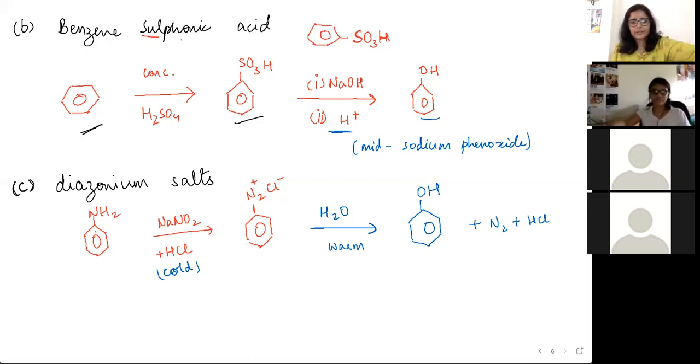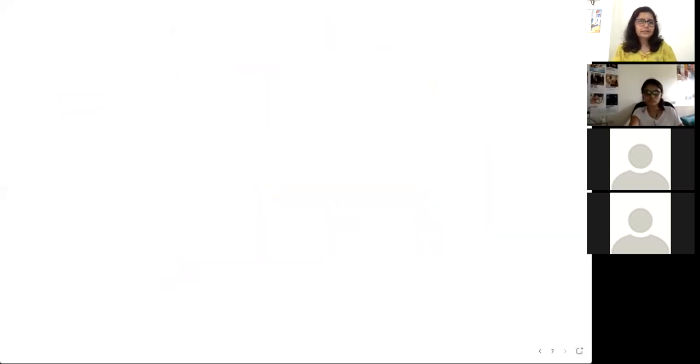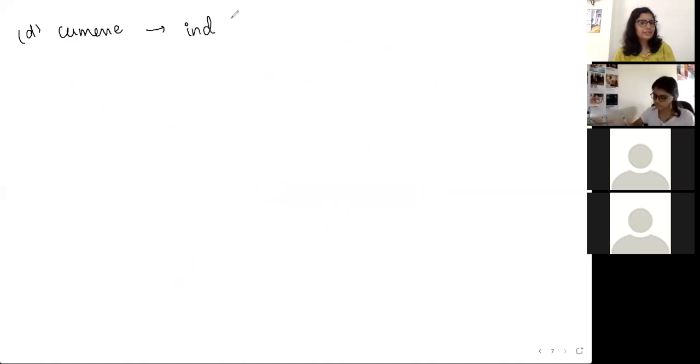Ansh and Mitali are done. Shantanu? And the final method of preparation of phenol is from cumene. This is the industrial method of preparation. Commercially, if you're getting phenol, this is how it is prepared. This is the worldwide production method of phenol.